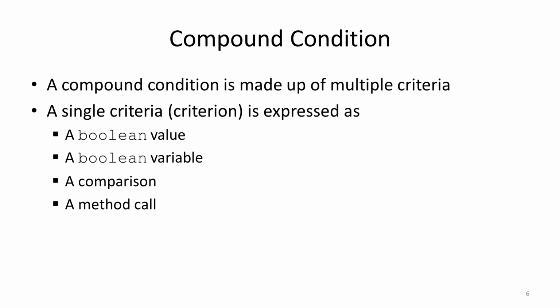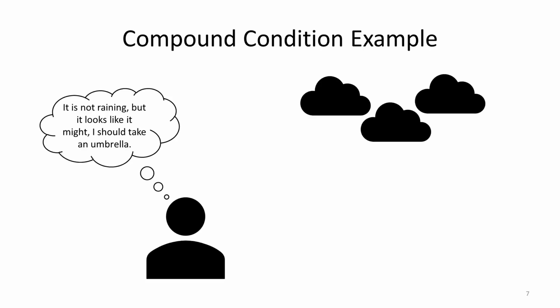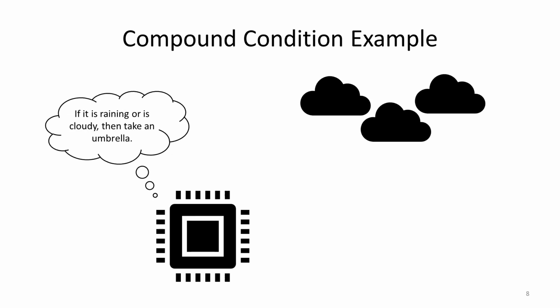Let's do a compound condition example. Let's revisit the umbrella example from the previous lecture. Originally, the situation was that it was raining, so we'll take an umbrella. But now, it's not raining, but it looks like it may rain later. So you may think, it's not raining, but it looks like it might. I should take an umbrella. So there's actually two criteria when we would take an umbrella: when it is raining or when it looks like it might rain later.